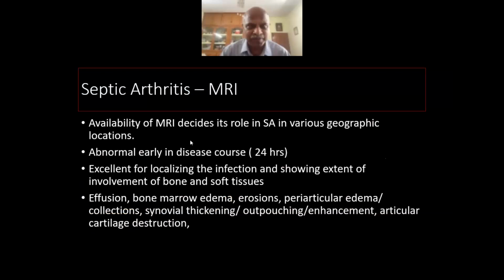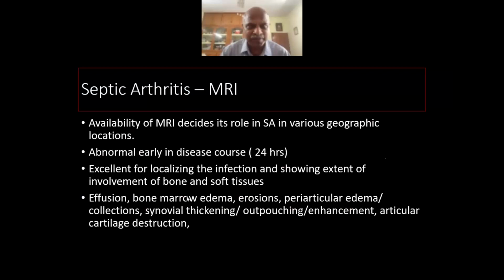So we end up using MR pretty often in the diagnosis of septic arthritis. The advantage of MR is that it's abnormal early in the disease course, becoming abnormal as early as 24 hours within the onset of symptoms. It's also excellent for localizing the infection and for showing the extent of involvement of the bone and soft tissues.